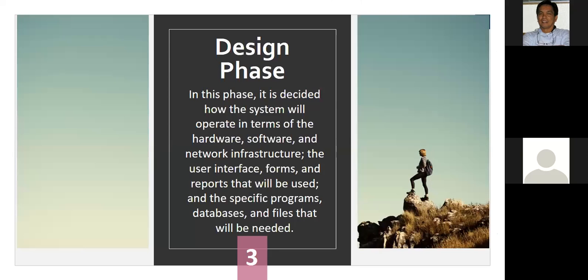We move on to the third phase, which is the design phase. In this phase, it is decided how the system will operate in terms of the hardware, software, and network infrastructure, the user interface, forms, and reports that will be used, and the specific programs, databases, and files that will be needed. Here, this clarifies whether the system will be developed by the company or outside the company.